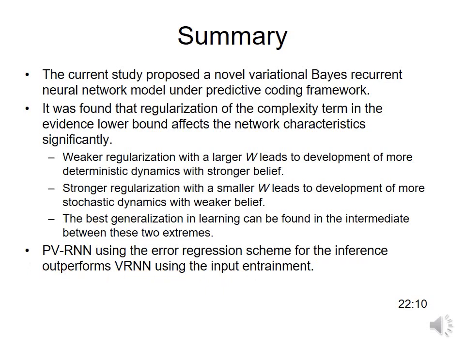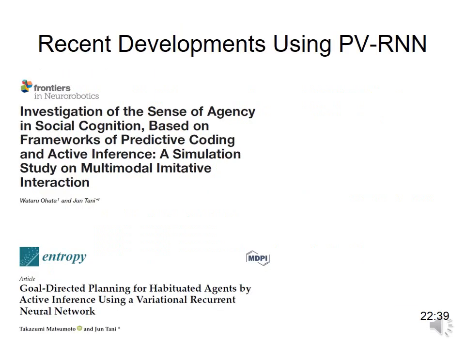Lastly, I'd like to introduce recent developments using the PV-RNN. This paper introduces how the PV-RNN can be applied to human-robot imitative interaction using pixel-level vision. And this paper introduces how goal-directed planning can be implemented using the PV-RNN.